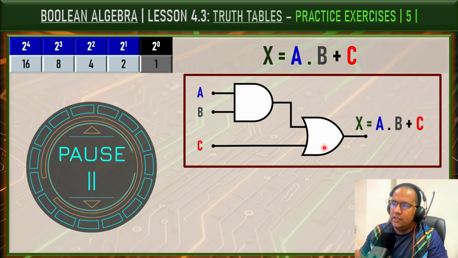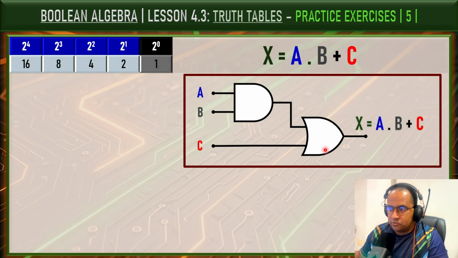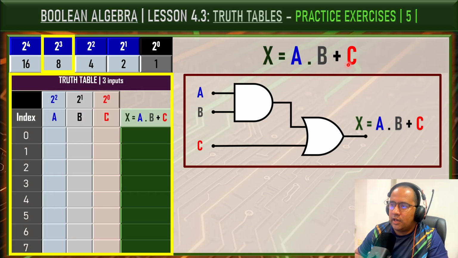As always, let's identify the number of input variables. In this logical function, we have 3 input variables. Since the function contains 3 input variables, the truth table must contain 8 rows, 8 input combinations. Now, let's begin filling the input columns.